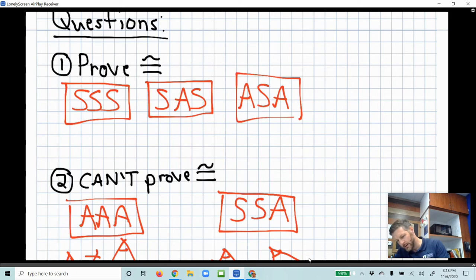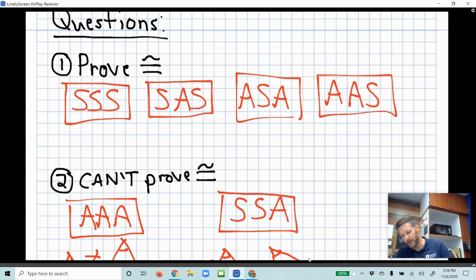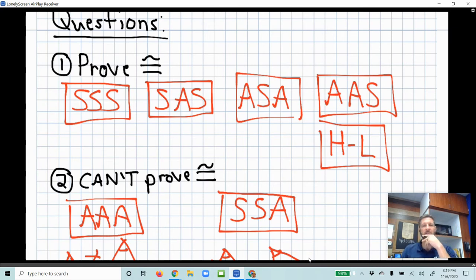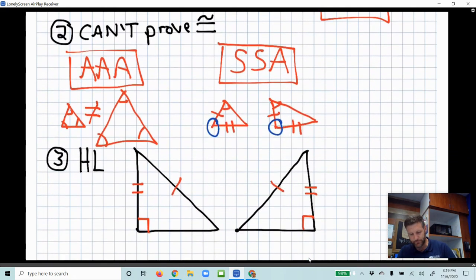Or angle, angle, side. Notice that is not a bad word. So you can use 2 angles and one side. You just can't use 2 sides and 1 angle. And then added to all of this is the one that doesn't quite fit in, but the special right triangle is then HL. So you've got 5 possible combinations to prove triangles congruent, and 2 possible combinations that don't work. So watch out for those.